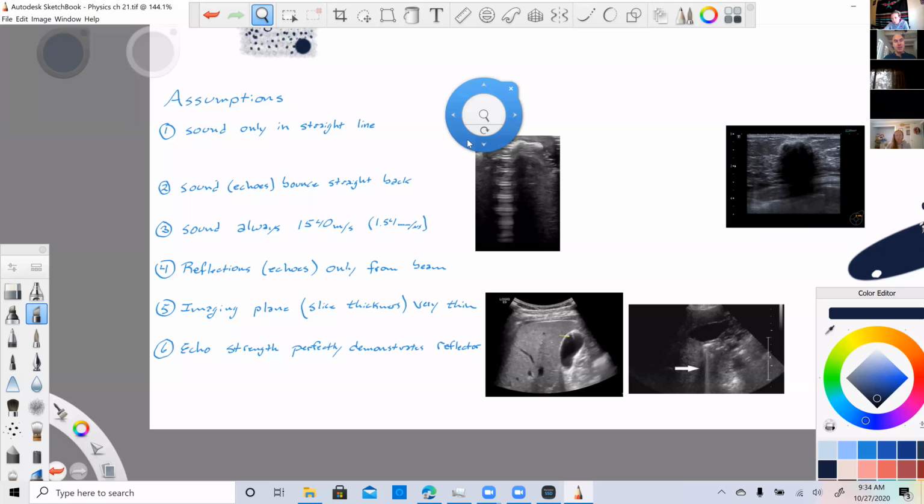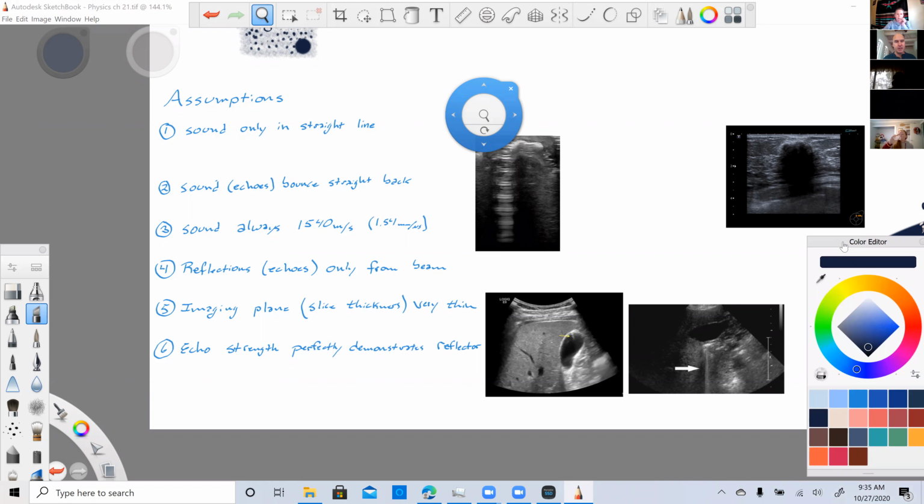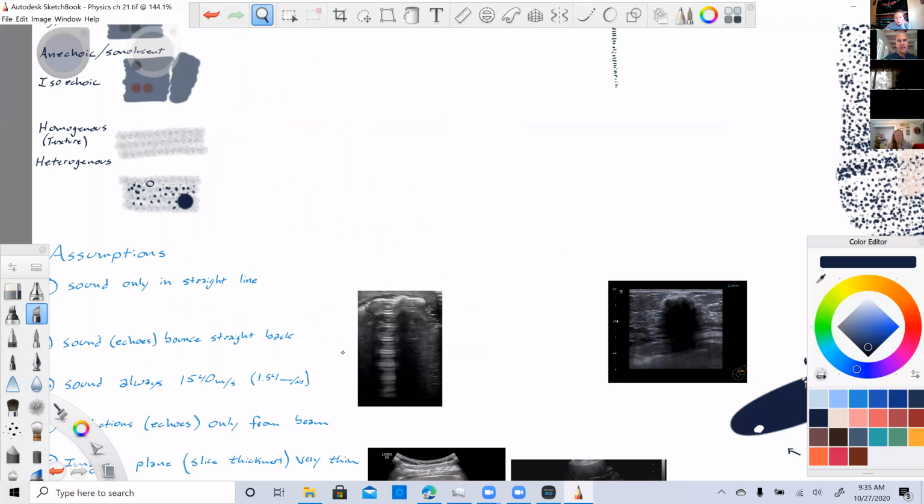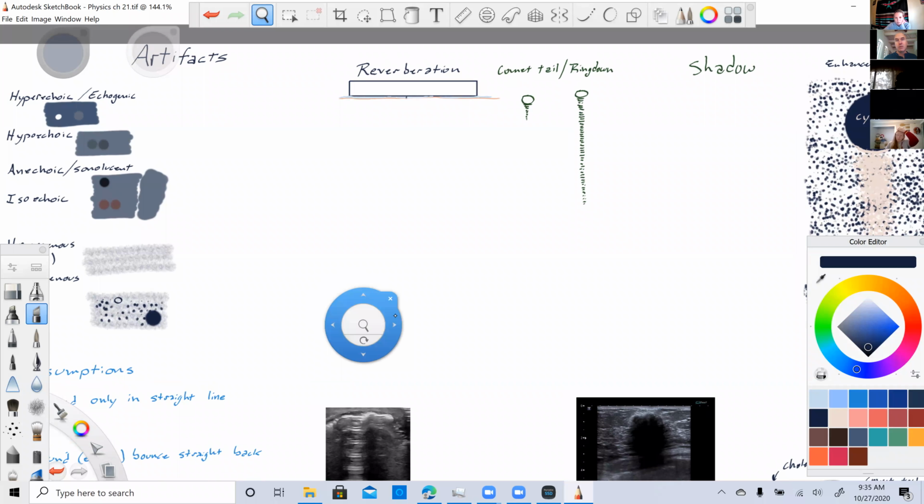Nope. Reflections are only from the beam. Nope, unfortunately. The imaging plane is very, very, very thin. It's not. It's actually probably thicker than the width of the beam. And echo strength perfectly demonstrates reflector characteristics. And if we have anything wrong with our TGCs, which we always do, then that is not perfectly done. Okay, and so then we spoke about reverberation.